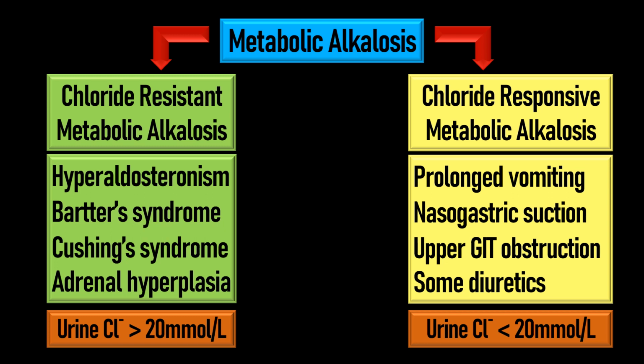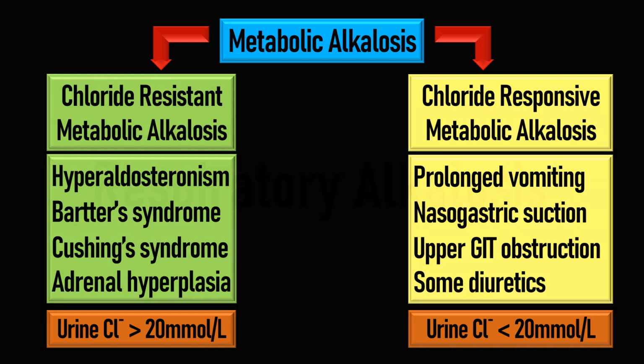In these conditions, urine chloride concentration will usually be greater than 20 millimoles per liter. It is far less common than chloride-responsive metabolic alkalosis. Chloride-responsive metabolic alkalosis can occur due to prolonged vomiting, nasogastric suction, and upper gastrointestinal tract obstruction. In these conditions, urine chloride will usually be less than 20 millimoles per liter.